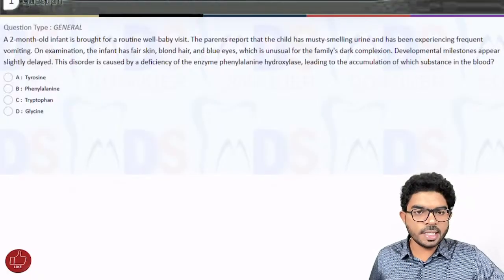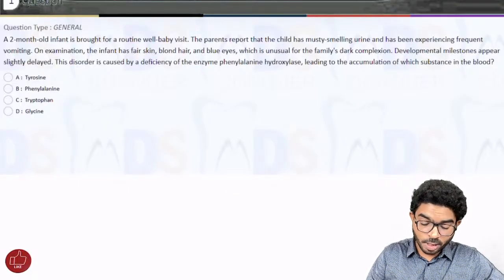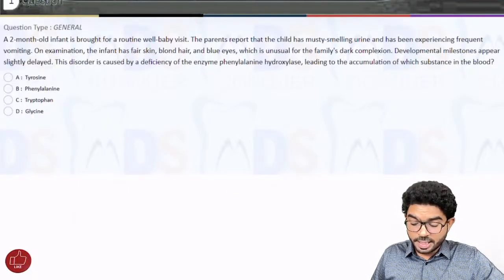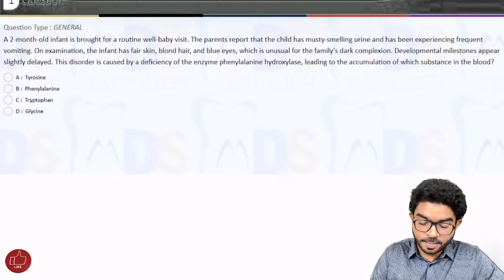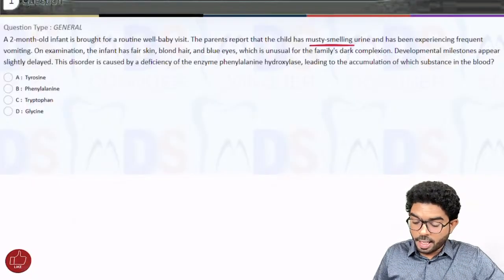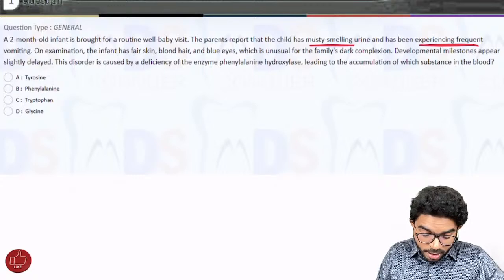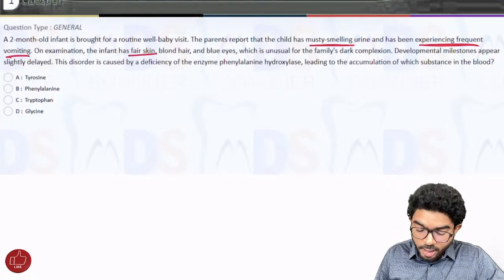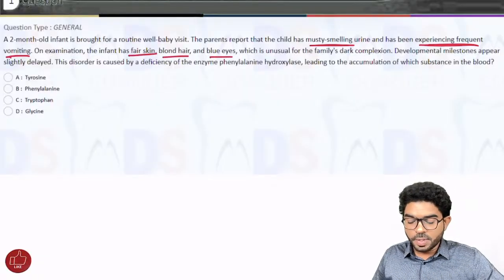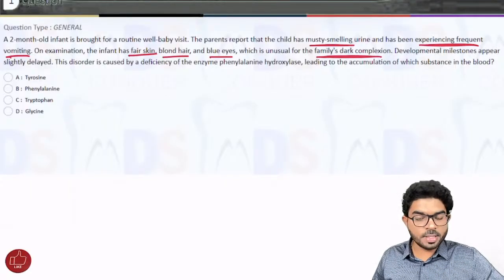Now the question is: a 2-year-old infant is brought for a routine well baby visit, upon which the parents reported the child has musty smelling urine and has been experiencing frequent vomiting. On examination, the infant has fair skin, blonde hair, and blue eyes, which are unusual for the family's dark complexion. The developmental milestones appear to be slightly delayed.